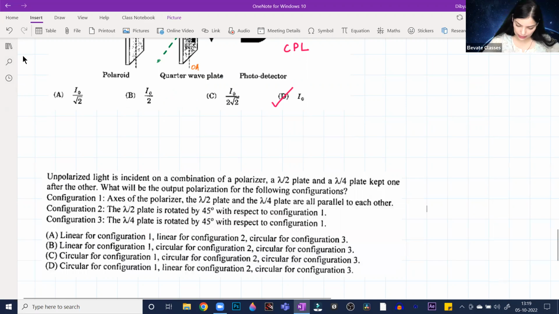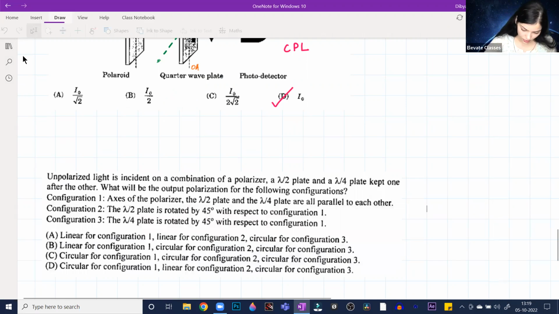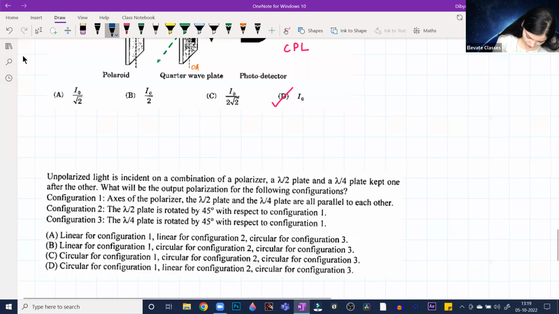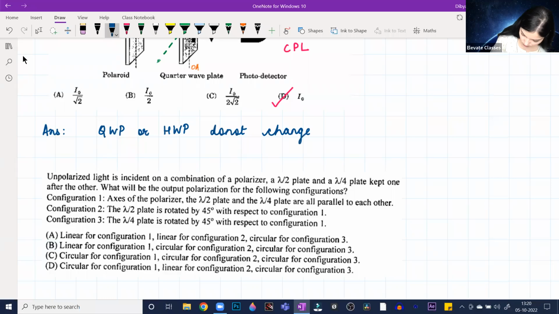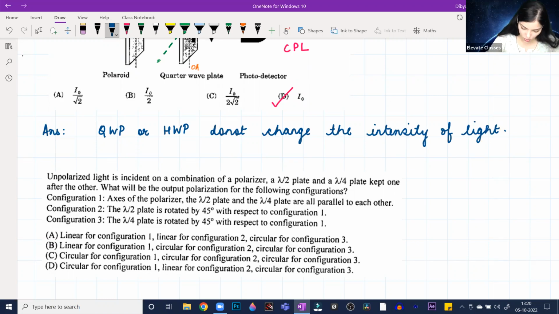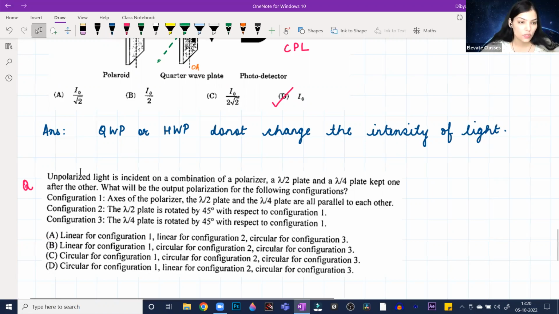Actually, let me write it here, so that when you are remembering: quarter wave plate or half wave plate do not change the intensity of light. Okay, for this we do not have to apply any Malus law. Malus law is only for polarizers. So this was question number 4.